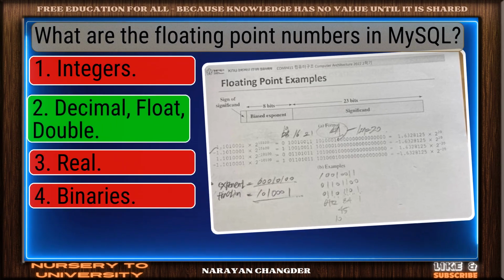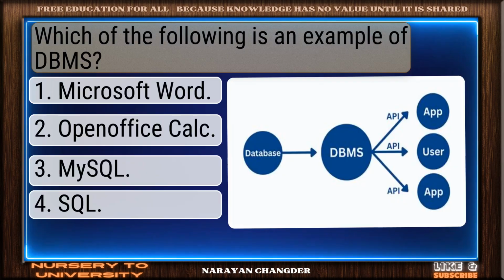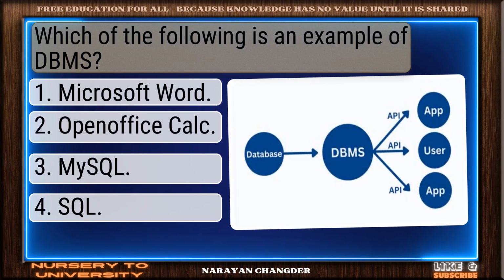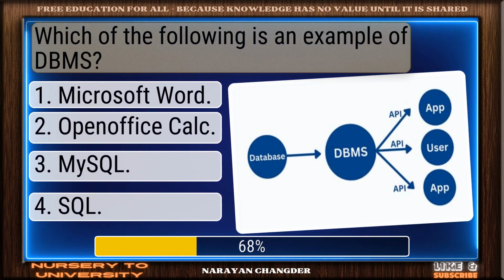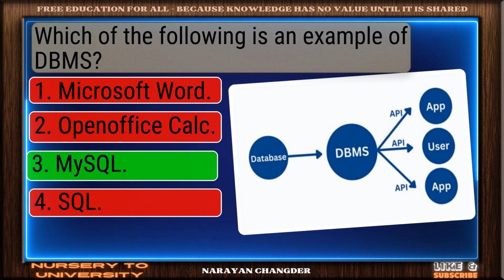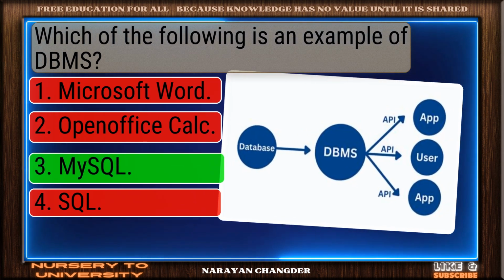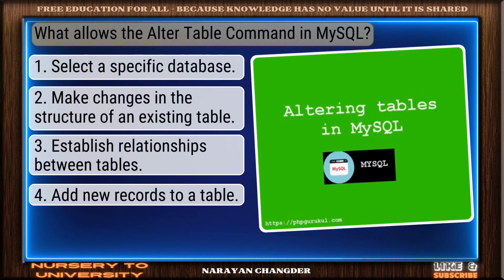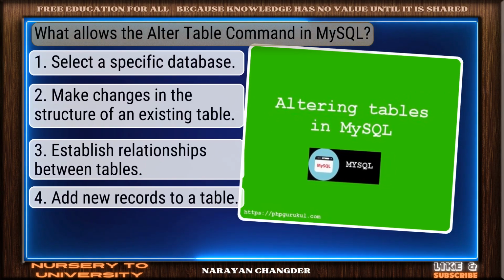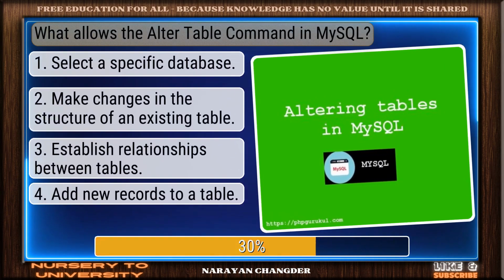Bravo! Decimal, float, double is the answer. Question number 52. Which of the following is an example of DBMS? Exactly. MySQL makes sense and it is the right choice. Question number 53. What does the alter table command do in MySQL?